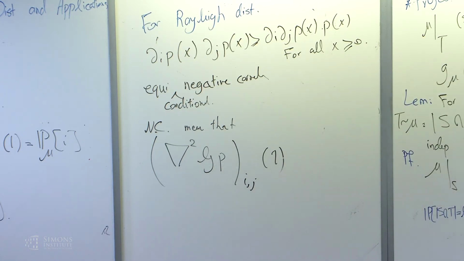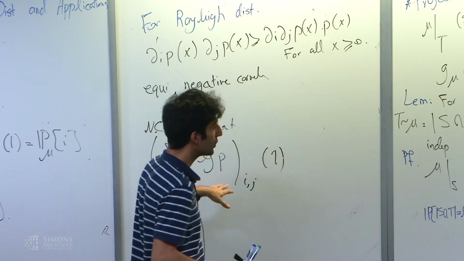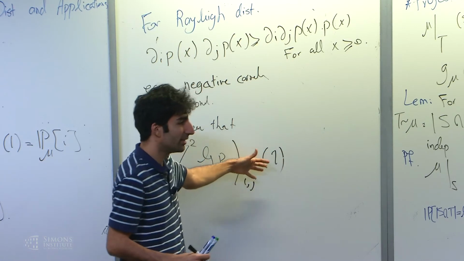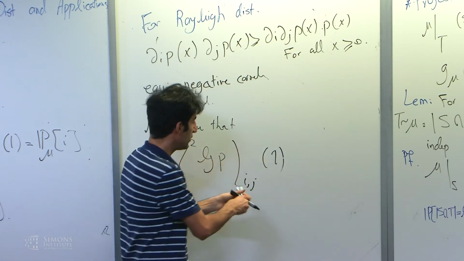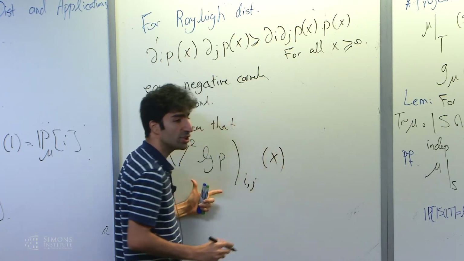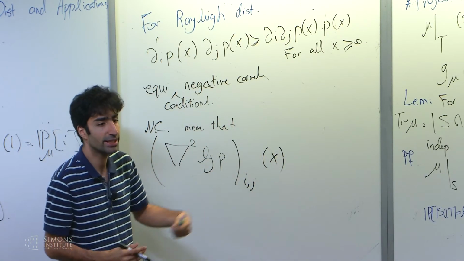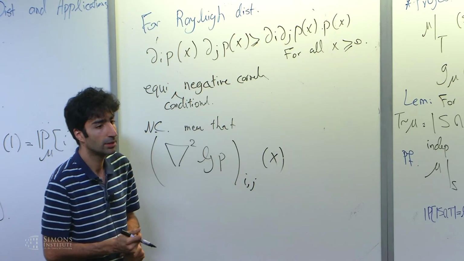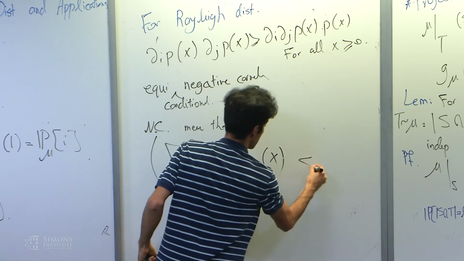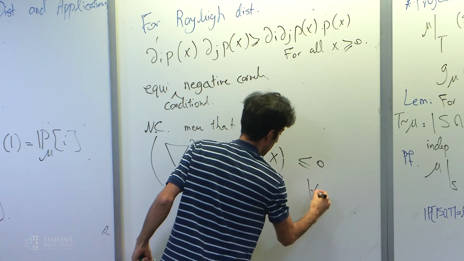The left-hand side minus the right-hand side. It's the right-hand side minus the left-hand side. So this says that basically at every x, if you evaluate this at every x, the off-diagonal entries of the Hessian of the log would be non-positive. So this is less than or equal to 0 for all x.